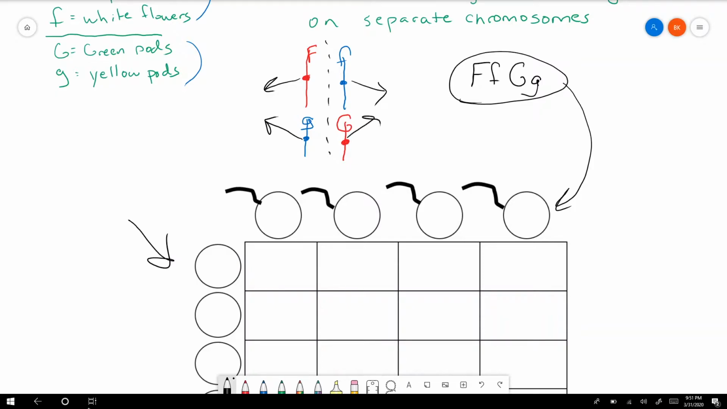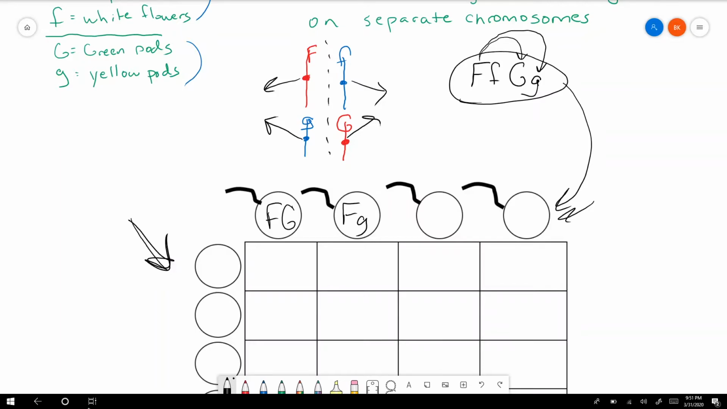Okay, so we need an F and a G on the top of each column, so right down here, and we need an F and a G on the side. So how do we form that? Again, remember, the big F can go with either a big G or a little g. Those are two possibilities, and they have an equal likelihood of occurring. So what would I do? I'm going to put big F, big G here. Then I'm going to have big F, little g here.